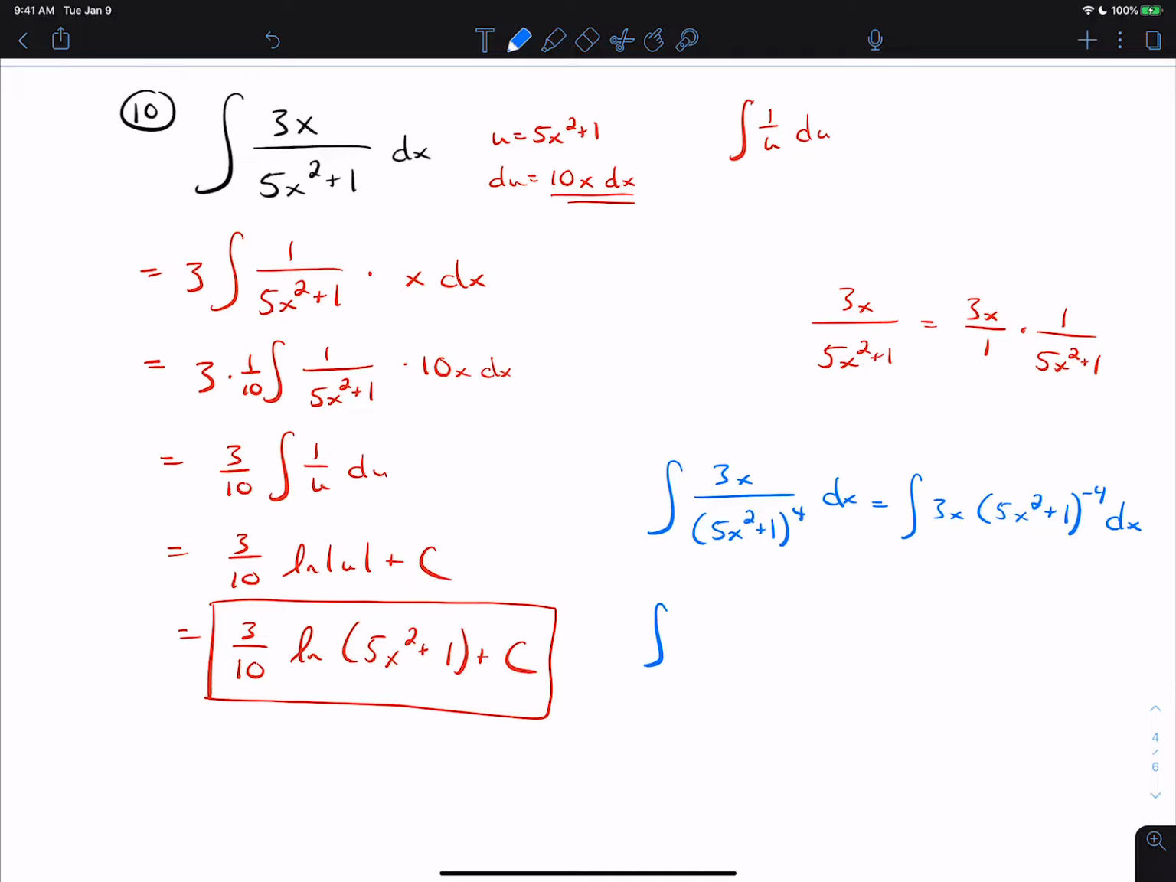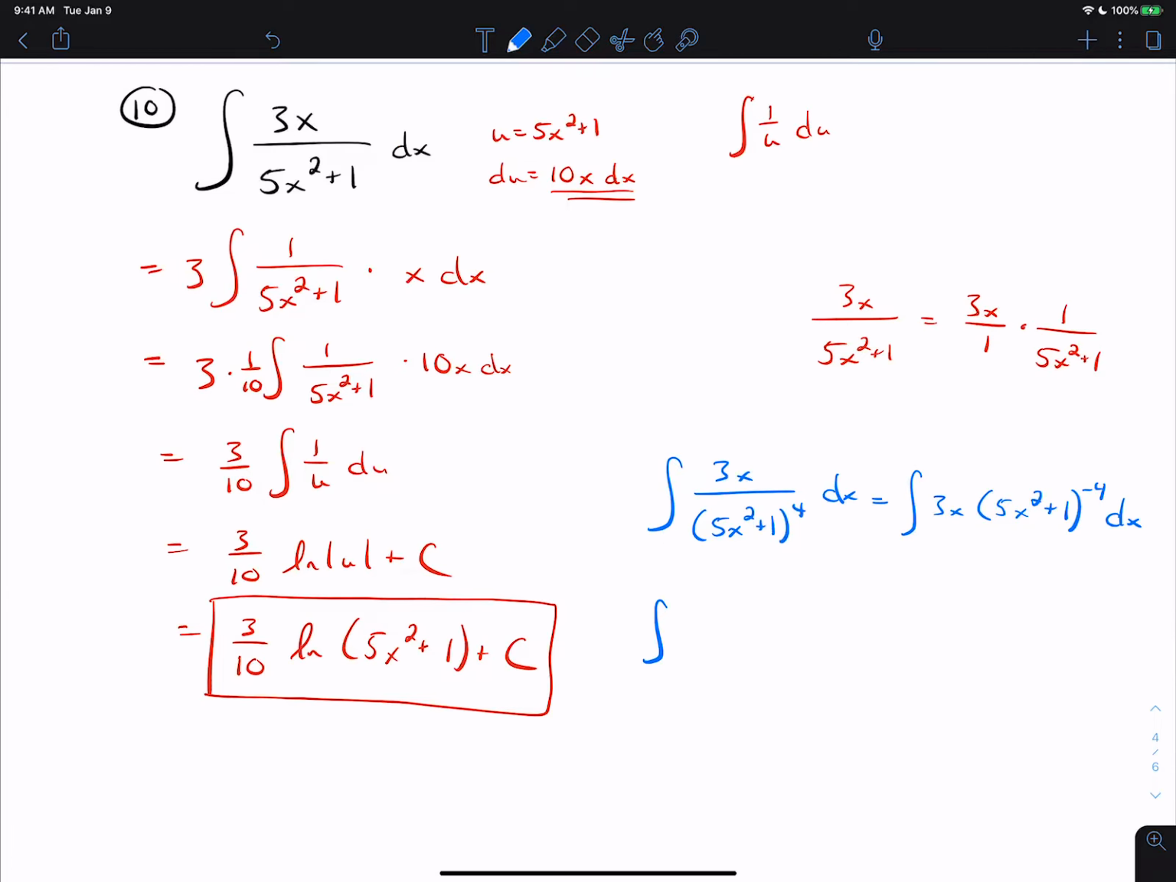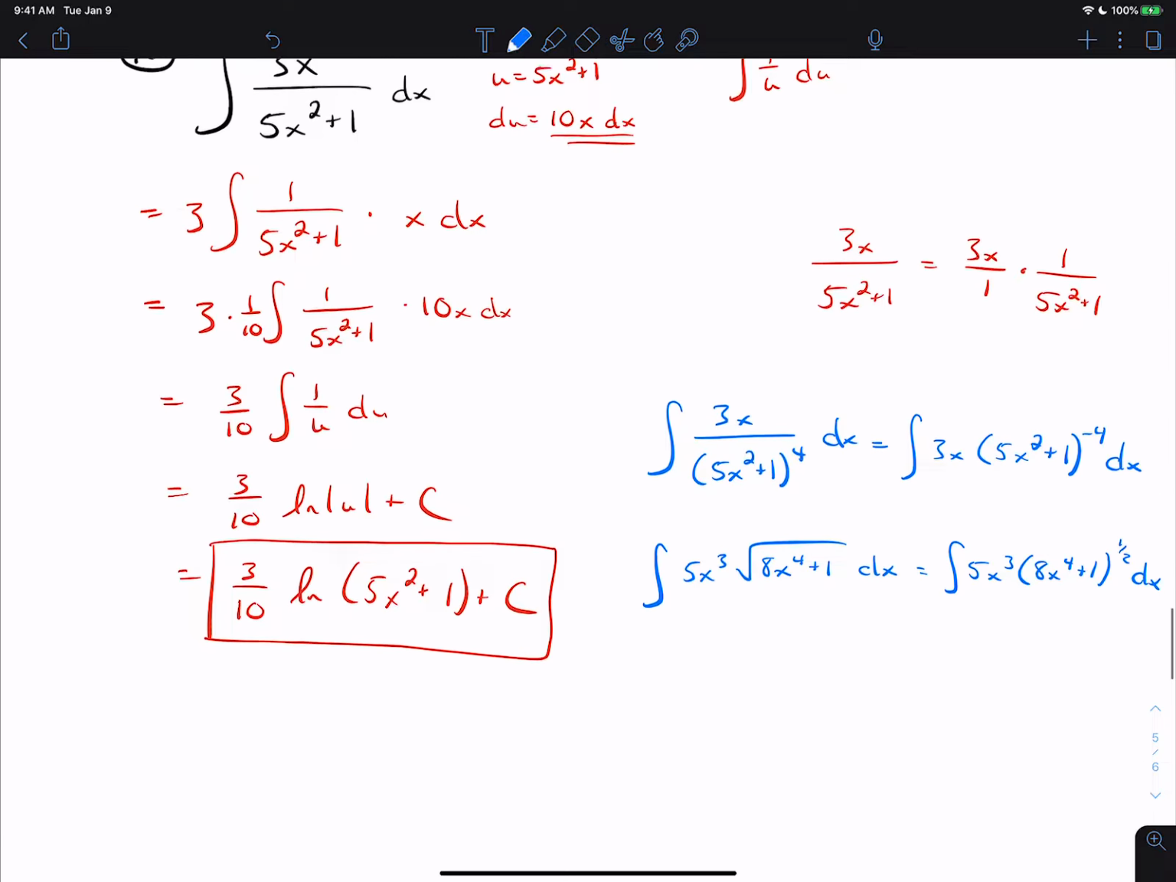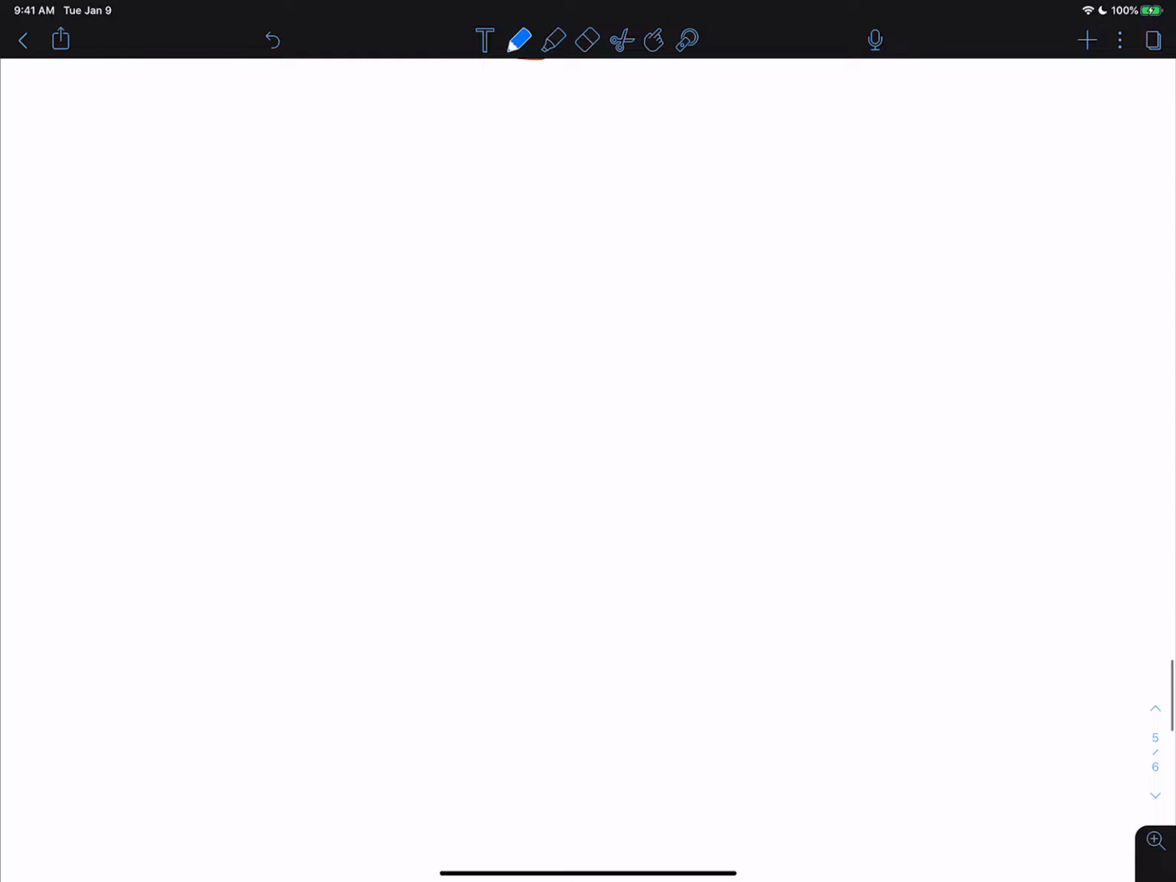If you have a square root, the same type of thing happens. And we'll actually work one example with a square root in a second. But if I had, say, 5x to the 3rd times the square root of 8x to the 4th plus 1 dx, we would rewrite that with a 1/2 power. And now it's similar to the problems we did at the beginning. I want to work one problem like that, but on the first homework set on u substitution, there's lots of different situations like that where you have to do small manipulations, and you'll have solutions to that to help you through it.